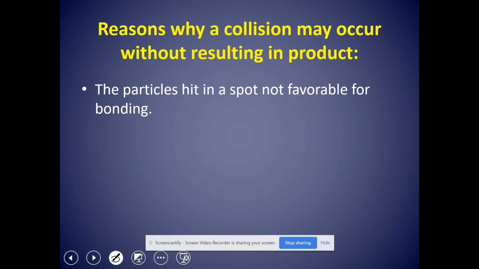So they call this the collision geometry of the molecules. They have to hit in the right spot for the bonding to possibly occur. And there's a lot of ways they can bump into each other and not be hitting in the right spot.